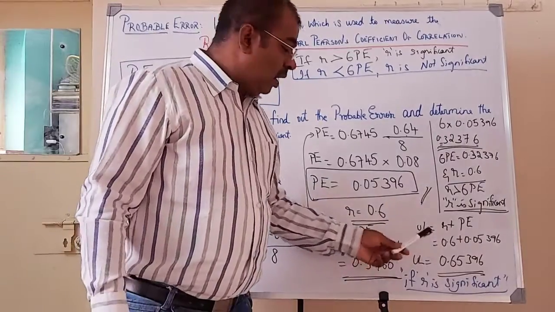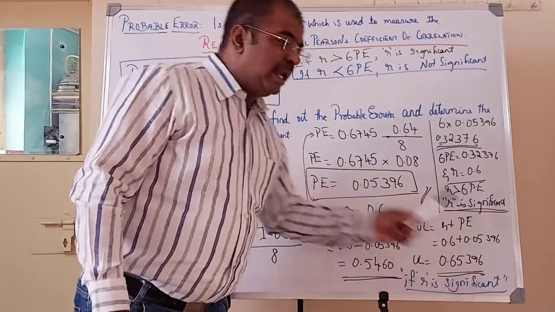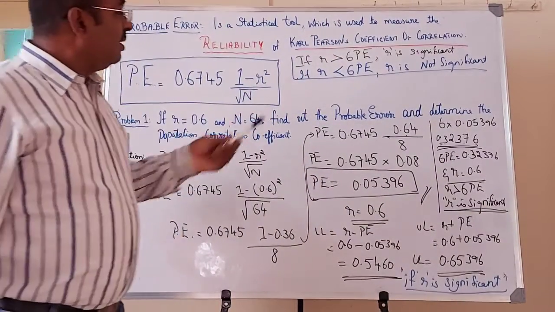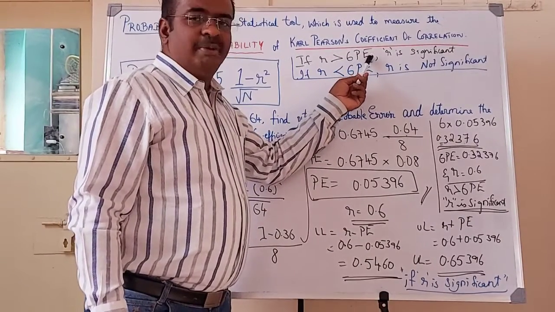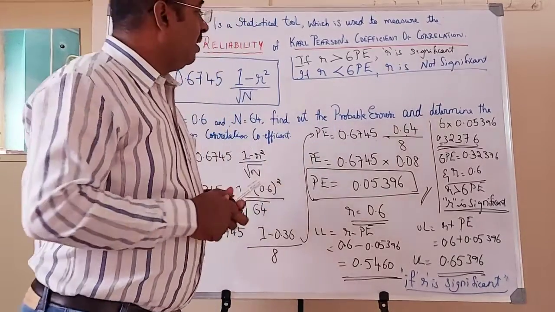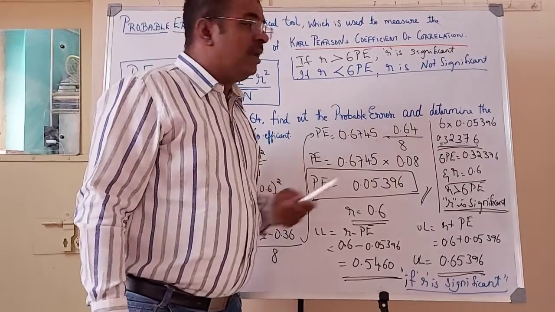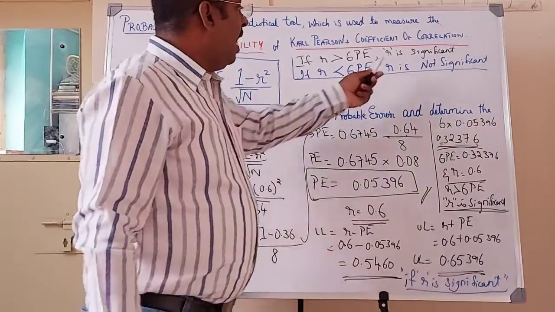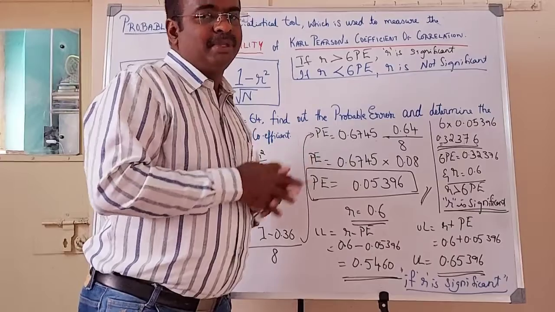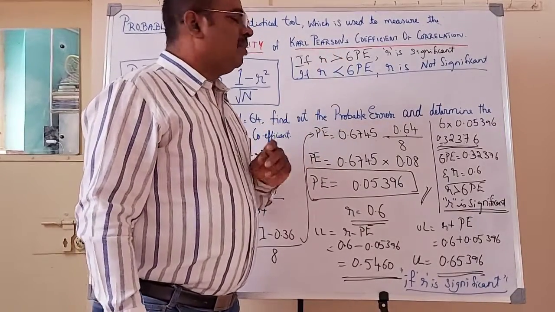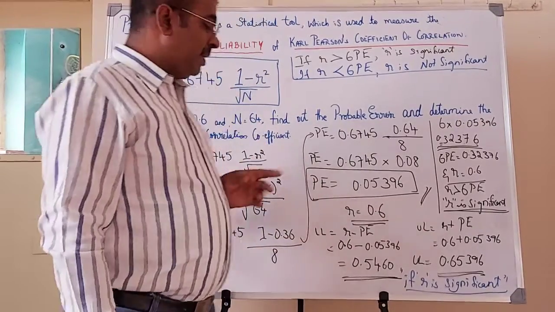Now when is this possible? Only if correlation is significant. How do we find out the significance of correlation? By applying the condition here. The condition says if the value of R is greater than 6 times the probable error, the correlation is significant. And if the value of R, that is the correlation, is less than 6 times the probable error, R is not significant. R is significant means when you conduct a test again from the same universe and the same sample size, the possibility is that R will lie between the lower limit and the upper limit.